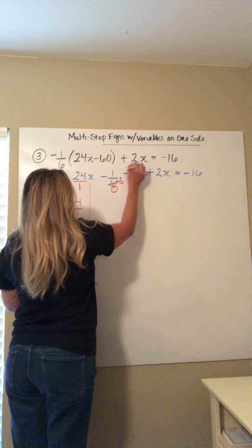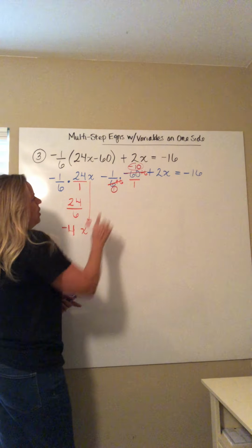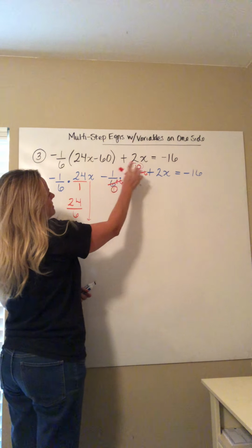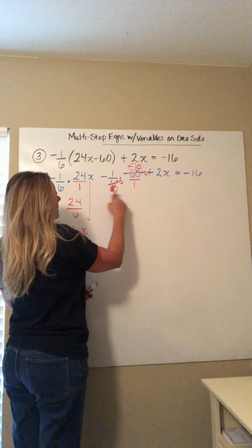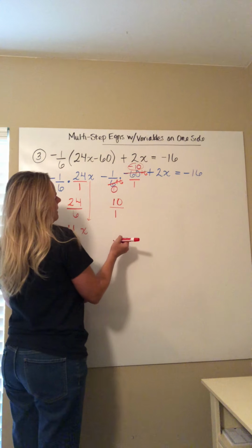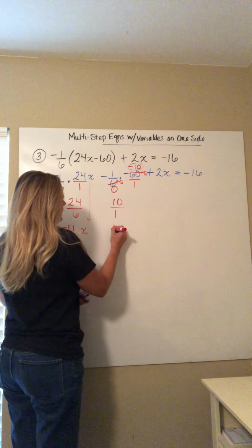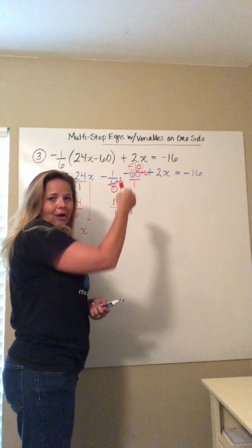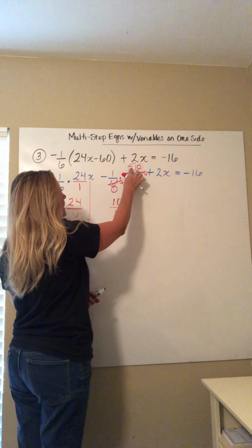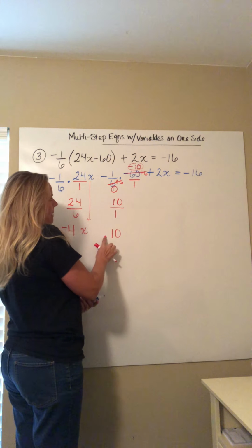Now I'm going to go across the top and across the bottom. 1 times 10 is 10. 1 times 1 is 1. 10 divided by 1 is 10. Notice I didn't look at my signs yet. I'm going to go back now and look at my signs. I had a negative times a negative, so that gives me a positive.